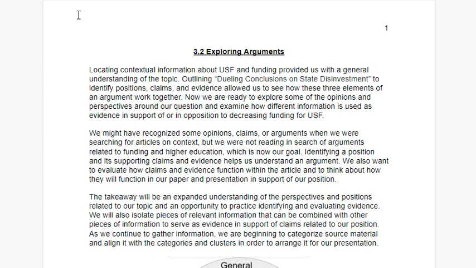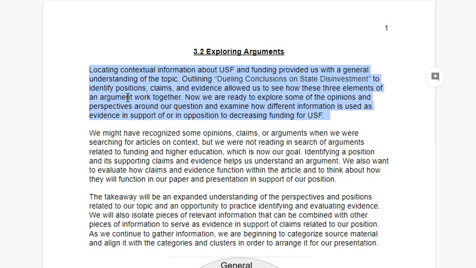Week 3, Part 2, 3.2, Exploring Arguments. Locating contextual information about USF and funding provided us with a general understanding of the topic. Outlining dueling conclusions on state disinvestment to identify positions, claims, and evidence allowed us to see how these three elements of an argument work together.